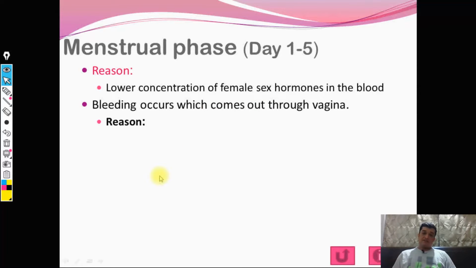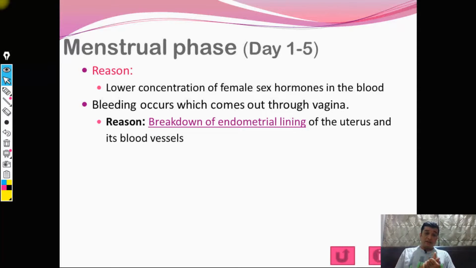So, definitely this mucosa, that is epithelial tissue, along with lots of broken arteries and veins, will result in bleeding, and that will come out through a passage which we refer to as the vagina. First it is through the cervix, and then definitely through the vagina. And the reason is, as I told you, the breaking of the endometrial lining.